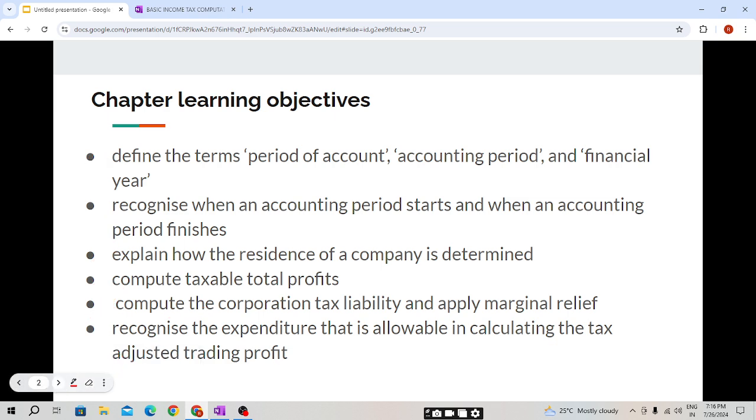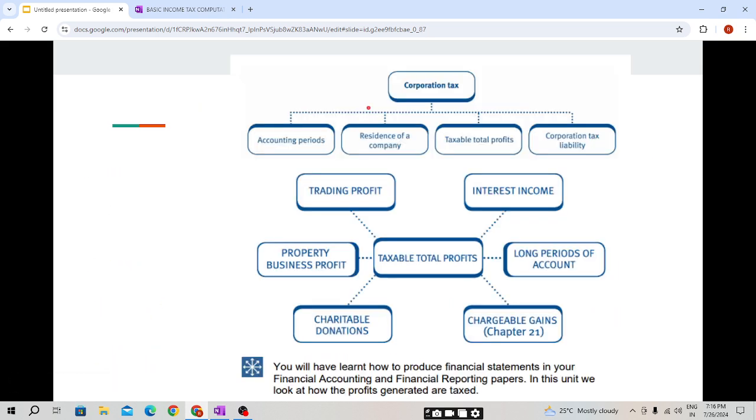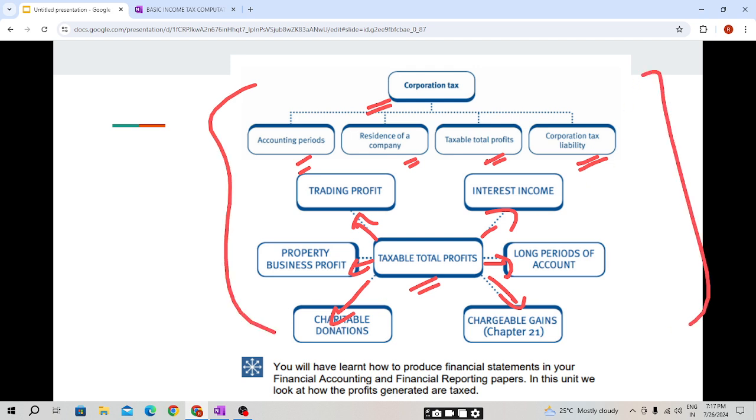Now moving forward. Corporation tax, accounting period, residence of a company, whether a company is a UK resident or not, taxable total profit, corporation tax liability. And taxable total profit will include trading profit, interest income, long period of accounts, chargeable gains, charitable donations, property business profits. So these are the topics which we will be covering under this chapter.